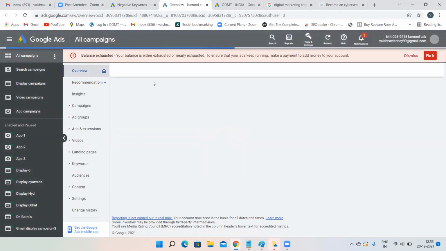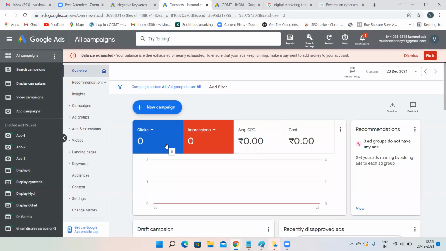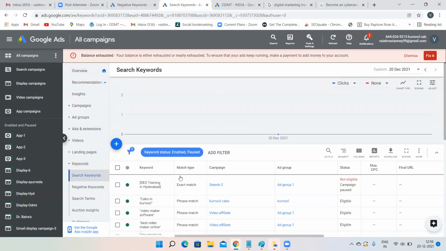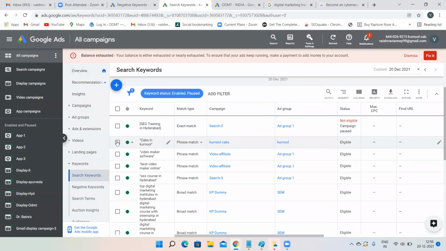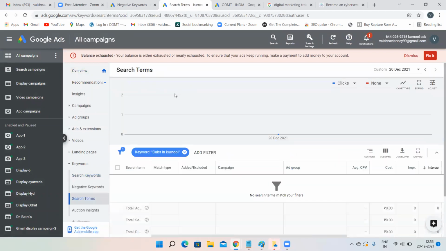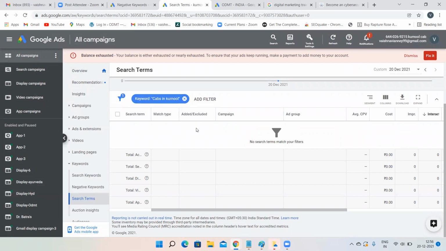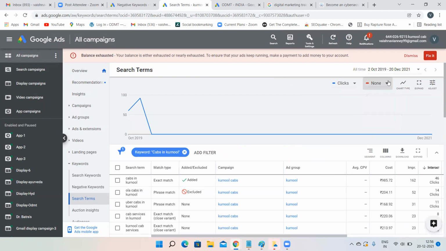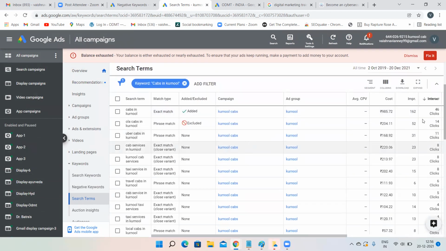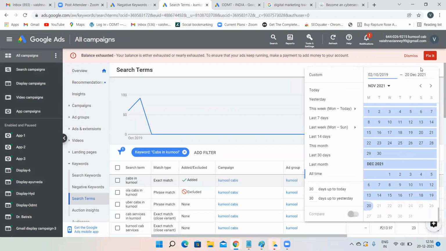Okay. This is about cabs in Kurnool. There was a website. Okay, now go into keywords, then search keywords, then cabs in Kurnool, search terms. Now, all time. See, it was showing me only 2 days data. That is the reason there was nothing over here. So what I did, I just went over here and changed the date to all time so that I can see the all time data.